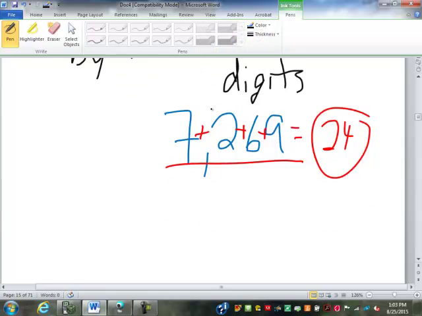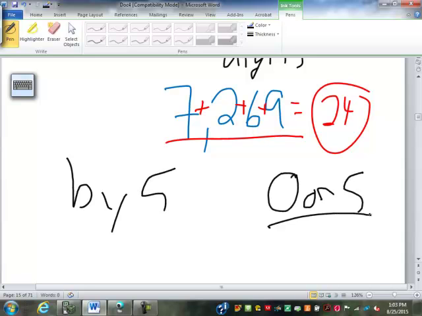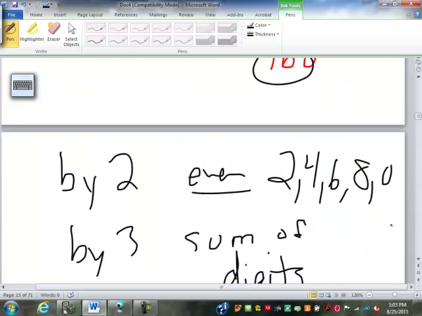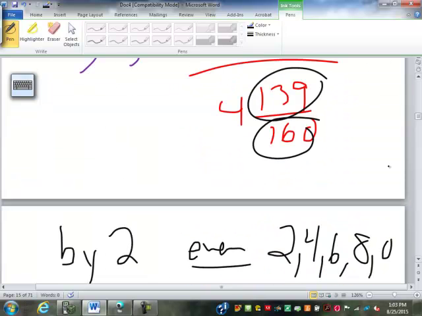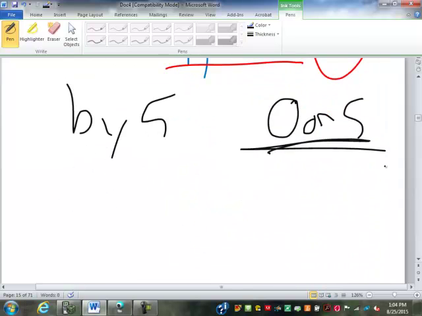5, anybody know how to tell if you can divide by 5? 0 or 5. 160 is divisible by 5, but 139 isn't. Now, beyond that, there is a rule for 6, but you just divide by 2 and by 3.